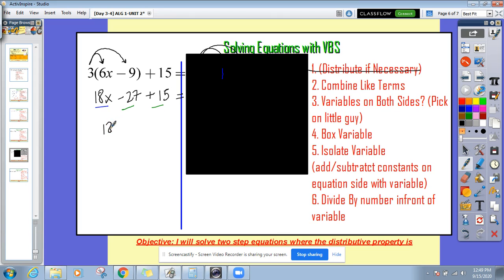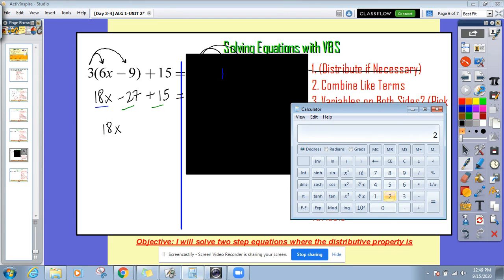The 18x just comes down. So negative 27 plus 15 is negative 12.